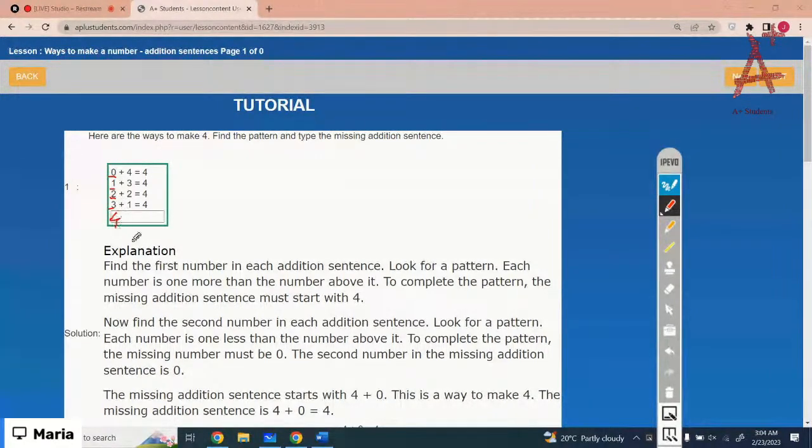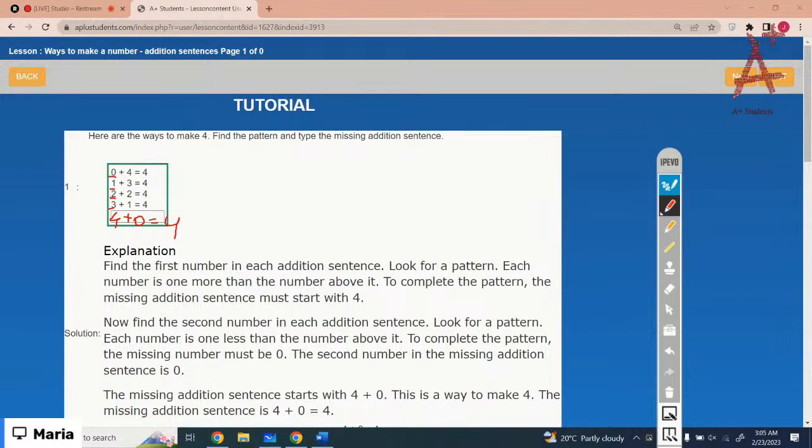Got it? Okay, now just look at the second number. 4, 3, 2, 1. Got it? For each sentence they are decreasing by 1. The first time it is 4. Then subtract 1, it would be 3. Again 1 less, it is 2. Again 1 less, it is 1. Now 1 take away 1, that means it would be 0 here. Got it? And all the numbers make 4.